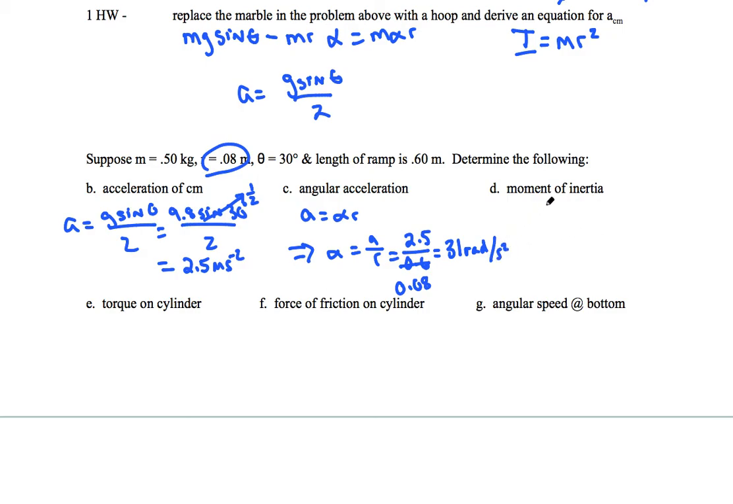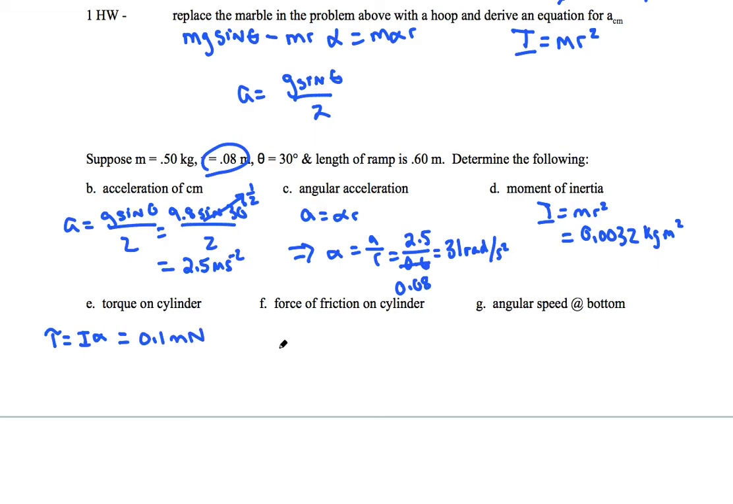The moment of inertia, well, that's just simply for the hoop, it's just mr squared. So the mass is 0.5, the r is 0.08, square that. I get 0.0032 kilogram meter squared. The torque on the cylinder, torque is equal to I alpha. Now that I have I and alpha, multiply those two, and I get 0.1 meter newtons.